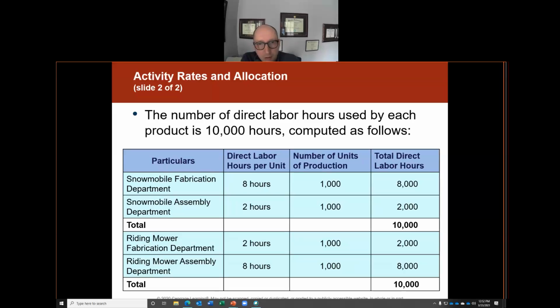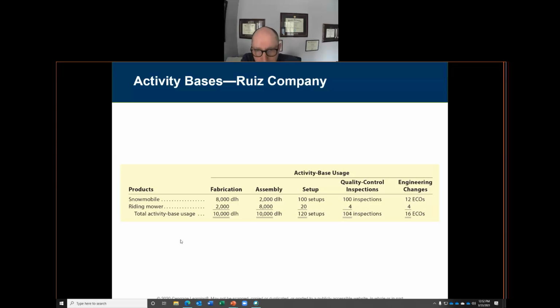So how does it work? We need to find the activity rates. For snowmobile fabrication, it's 8 hours. Riding lawnmower fabrication, it's 2 hours. Snowmobile assembly is 2 hours. Riding lawnmower assembly is 8 hours. We're going to produce 1,000 units. We're going to allocate 10,000 labor hours for assembly, 10,000 labor hours for the fabrication. And so what we do is we first add everything up. Our activity-based usage, we're going to do 120 total setups, 104 inspections, and 16 engineering change orders.